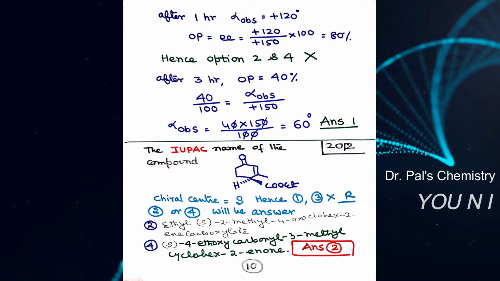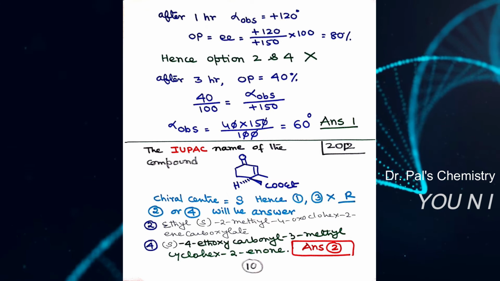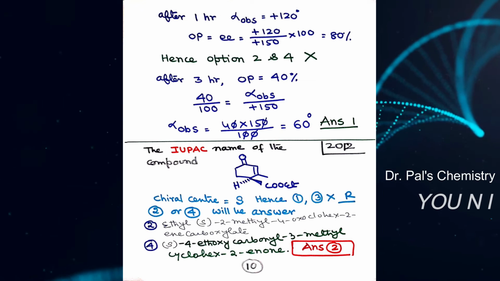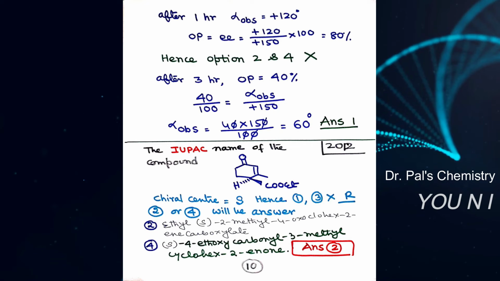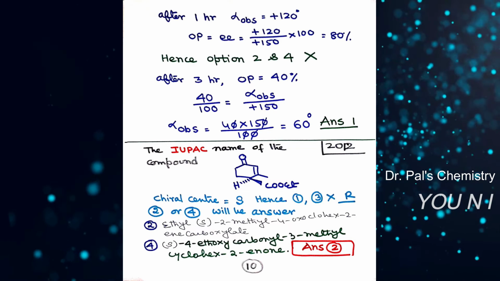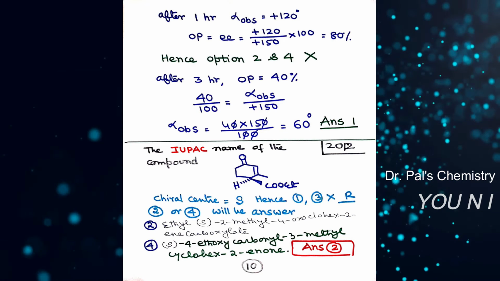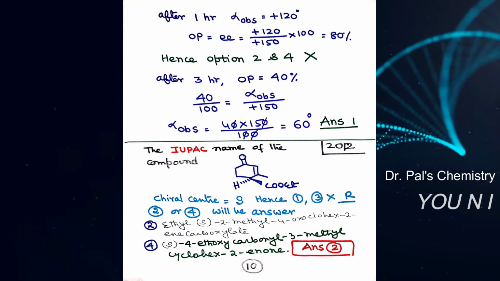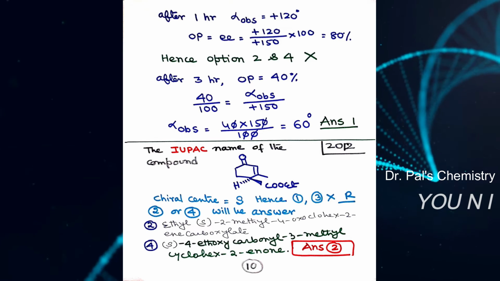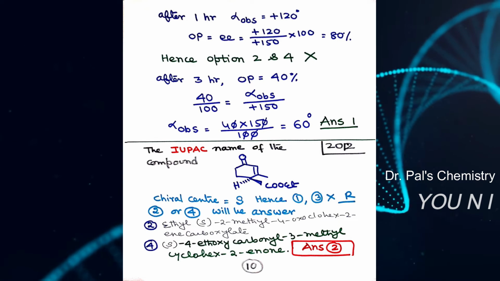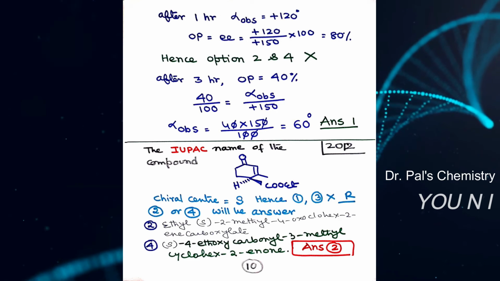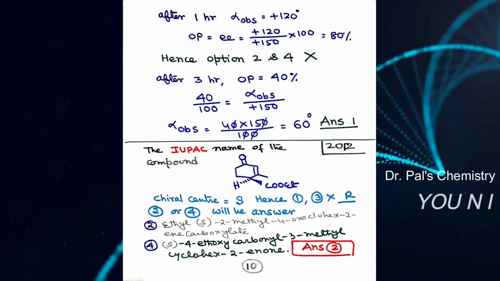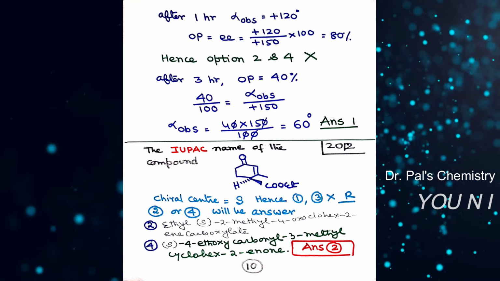Now next, when we are applying, various data are available, what has happened after 1 hour of this reaction. In that case it is given that alpha observed is equal to 120 degree, and we have to calculate the optical purity, because by using this formula we have already calculated alpha theoretical is equal to plus 150 degree. So if we put it into that same equation, then it is coming 80%. So based on this answer, finally the answer will be 1, otherwise the final answer will be 3.